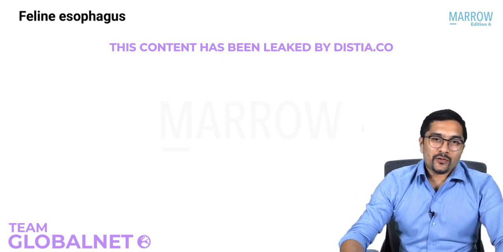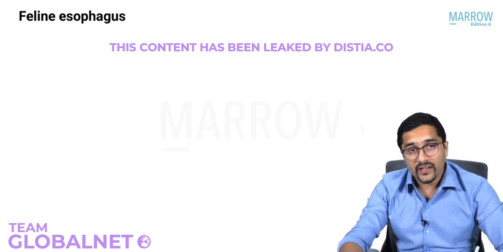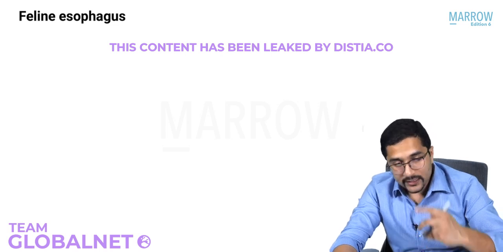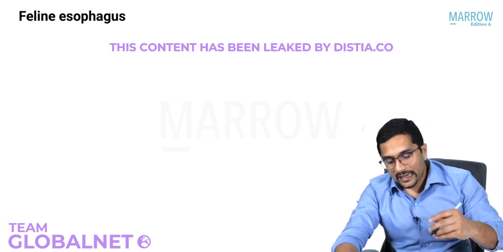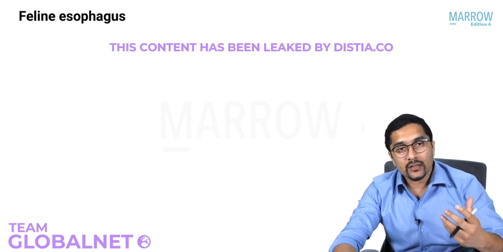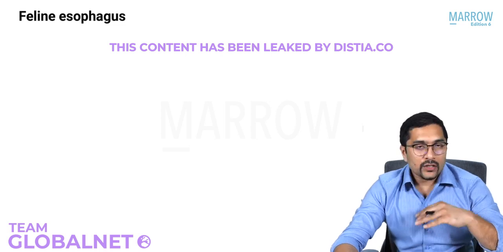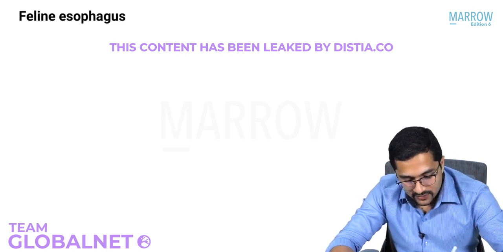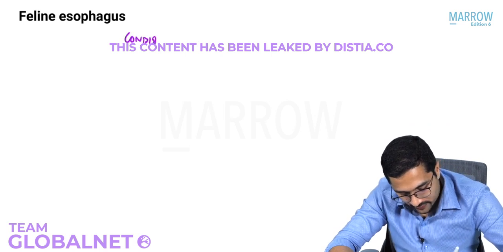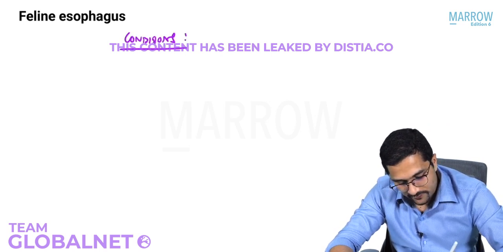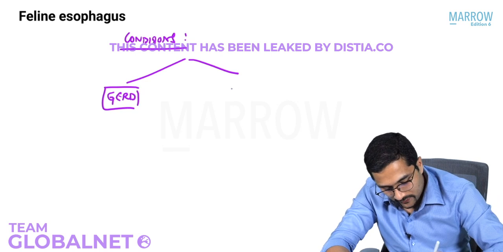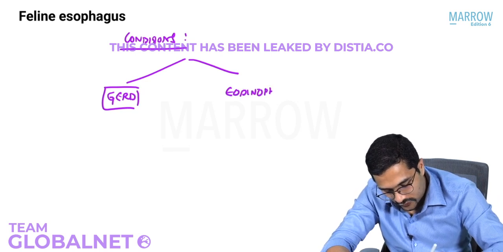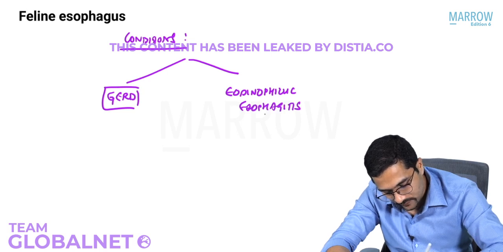Another condition from which a couple of questions have been asked in the last 4-5 years is feline esophagus. Feline esophagus is when you get these lines on the esophagus, which you can see on barium, and they resemble the markings on a cat or a tiger. Before I show you the barium, let me tell you the conditions in which we can see feline esophagus: GERD, gastroesophageal reflux disease, and eosinophilic esophagitis, including in children.